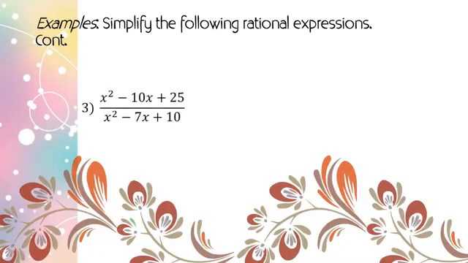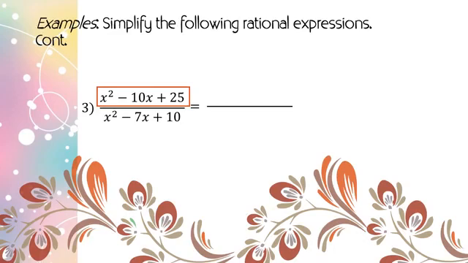Okay, example number 3. X squared minus 10x plus 25 all over x squared minus 7x plus 10. Okay, to simplify this rational expression, first we need to factor the polynomials. So first we factor the numerator. So in factoring the numerator, observe that our numerator is a quadratic trinomial form. So you need to recall your methods of factoring on quadratic trinomial form.